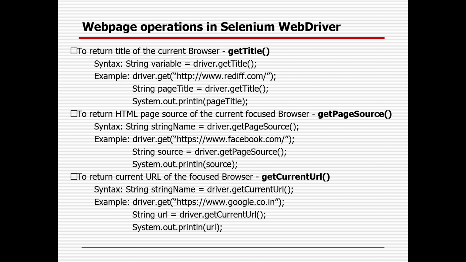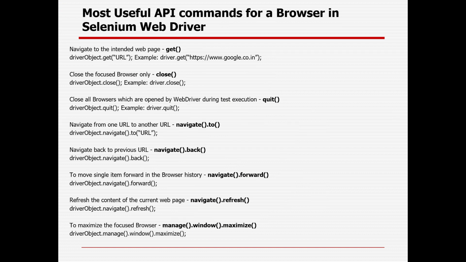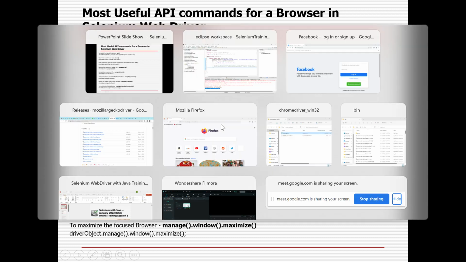Okay. That was the web page operations in Selenium WebDriver. Then a few of the important API commands available for a browser in Selenium WebDriver. You already saw get, through which you are able to navigate to some intended page. You saw manage.window.maximize to maximize the focused browser. Then we will see how to navigate from one page to another page. So we need to call navigate.to.